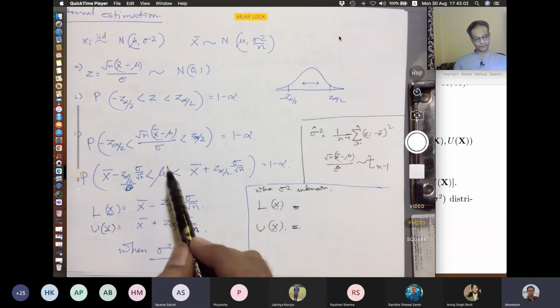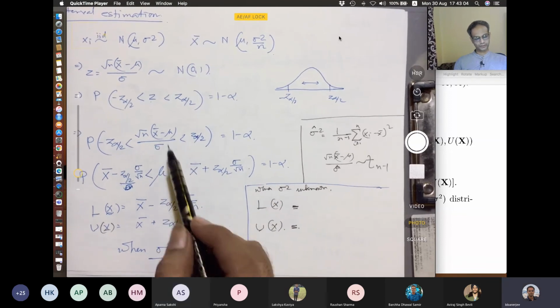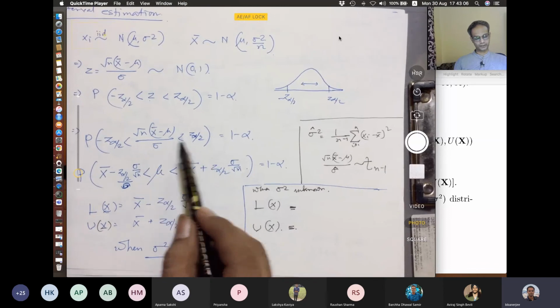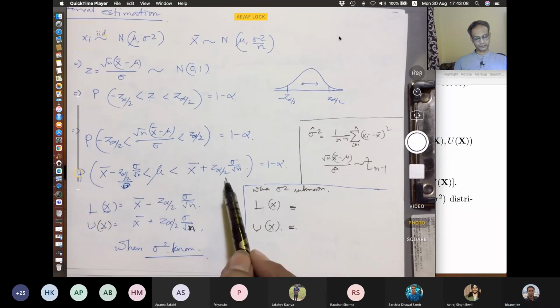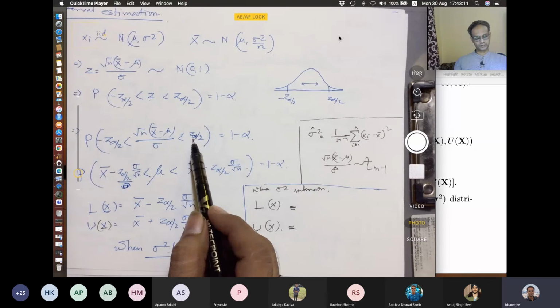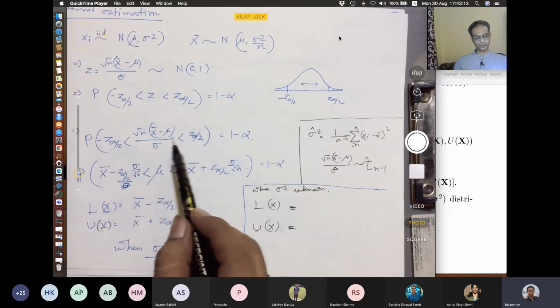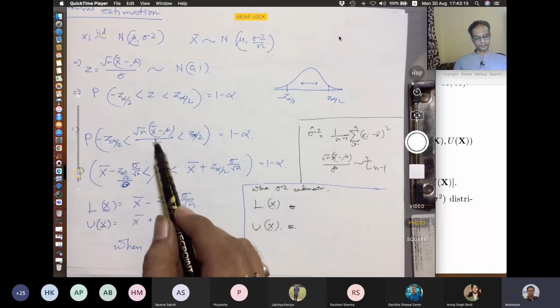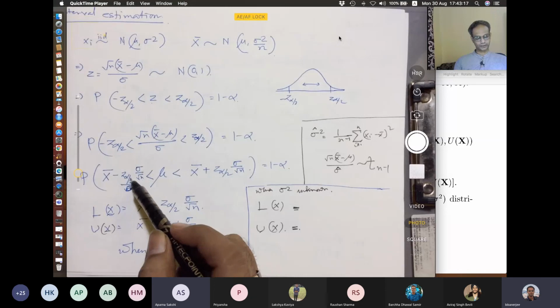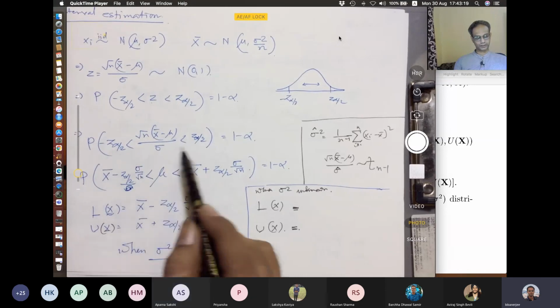From here to here, our goal is to keep mu in the middle and take the rest of the things to the other side. So first I multiply all quantities by sigma, so sigma is gone from the middle. And then I divide all quantities by root n.